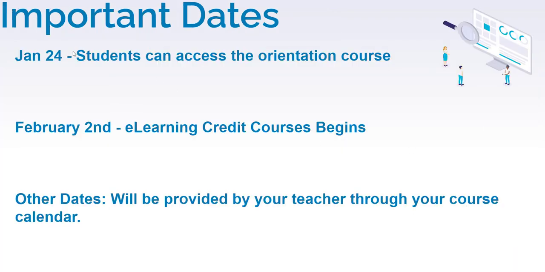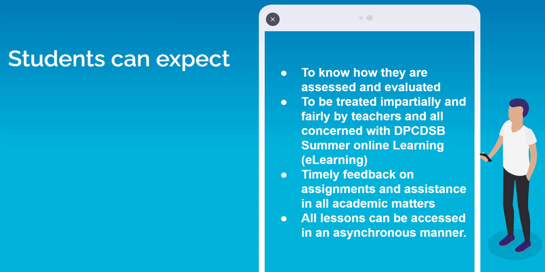So, important dates for now: our orientation course started on the 24th. You will begin your credit course on February 2nd, and all the other important dates will be provided for you through your credit course once you get access on February 2nd.